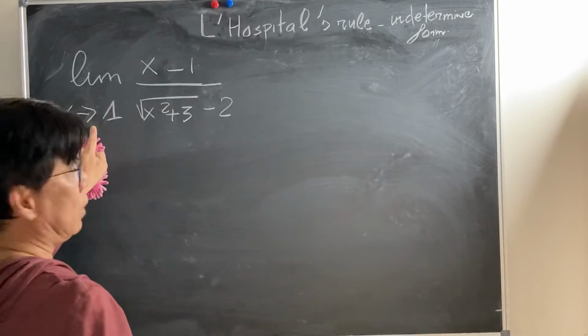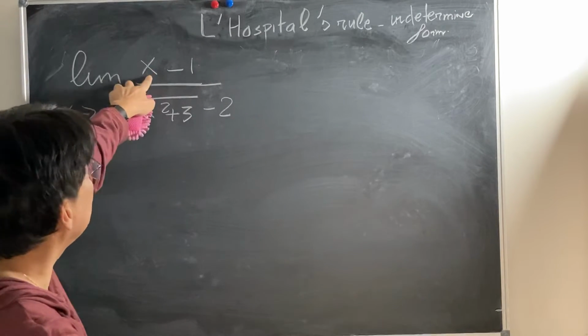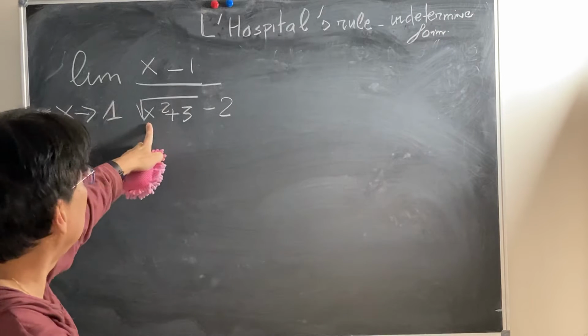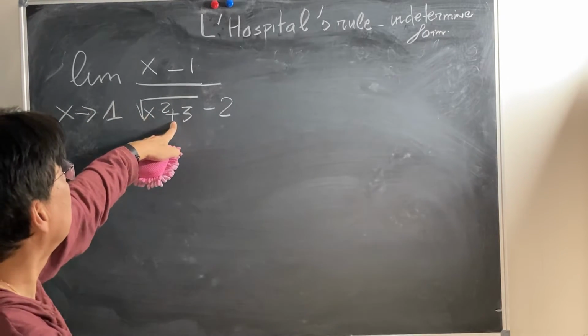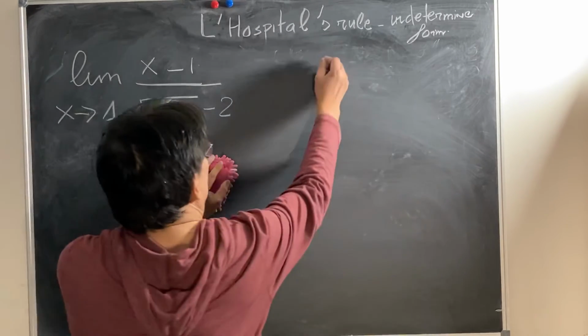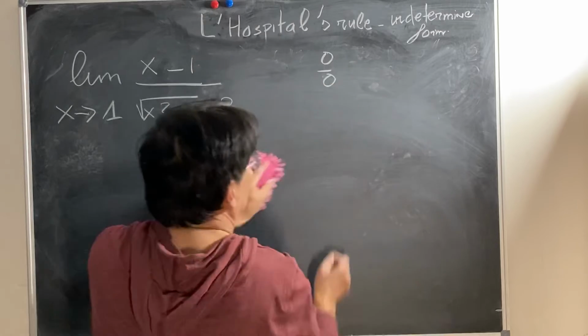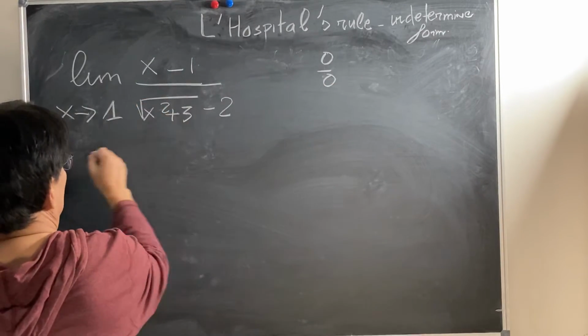Let's see, if you substitute 1 here, then on the top you have 1 minus 1 equals 0. On the bottom we have the square root of 1 plus 3, which is the square root of 4, which is 2. 2 minus 2 is 0. So it's the form 0 over 0, and you can apply L'Hopital's rule here.